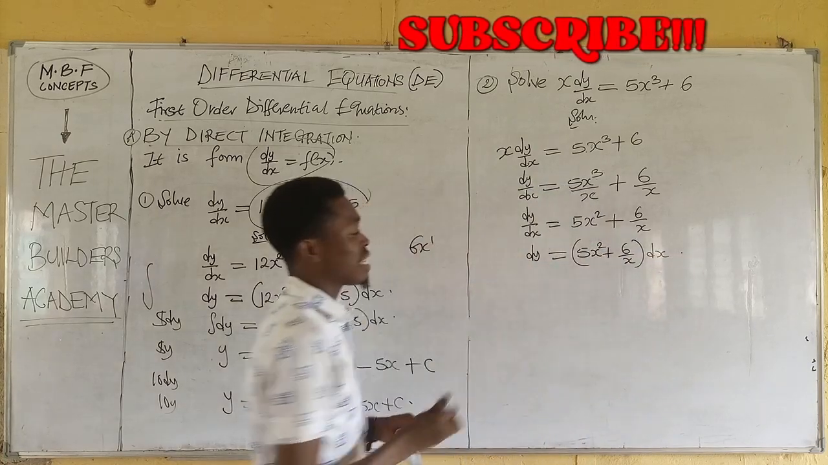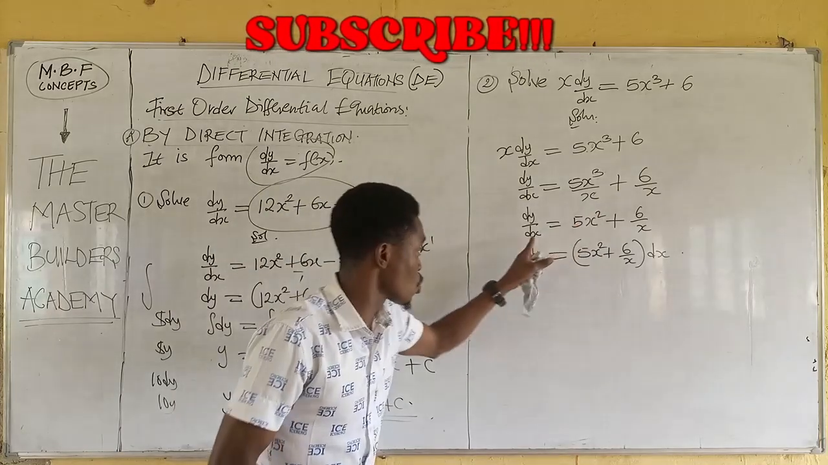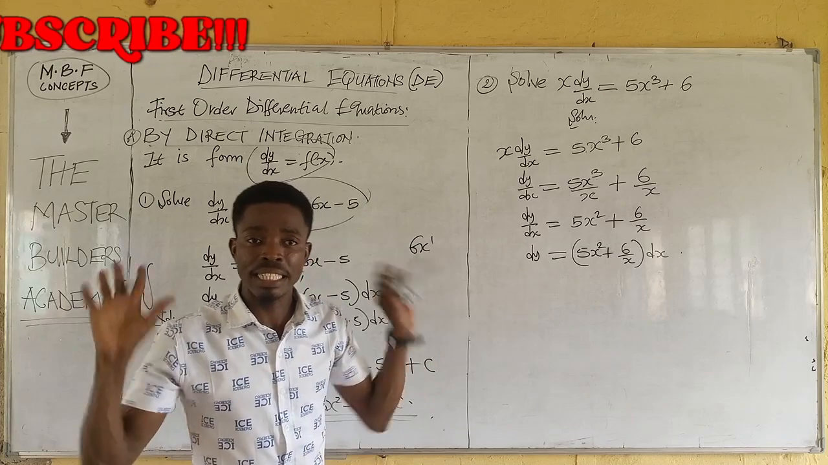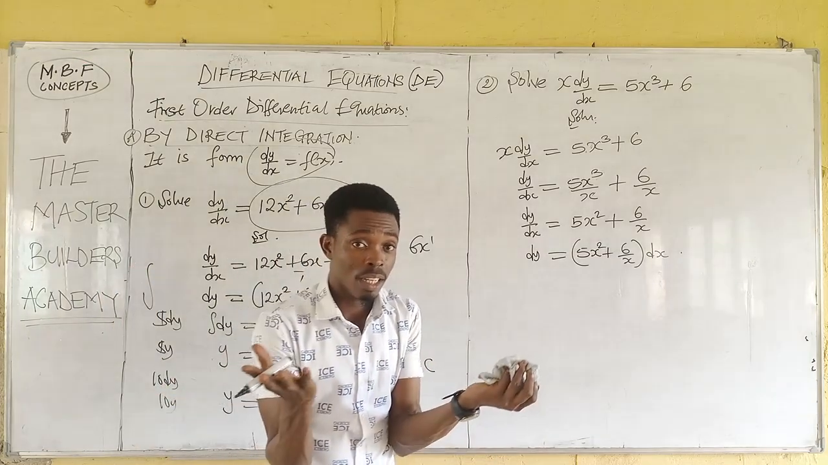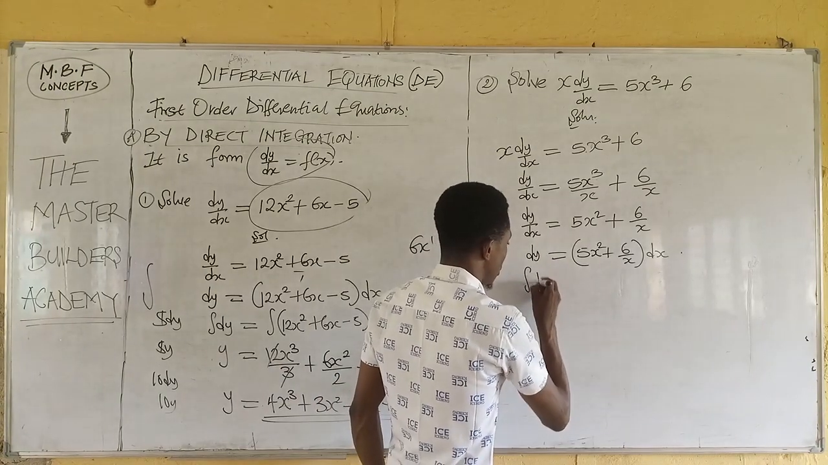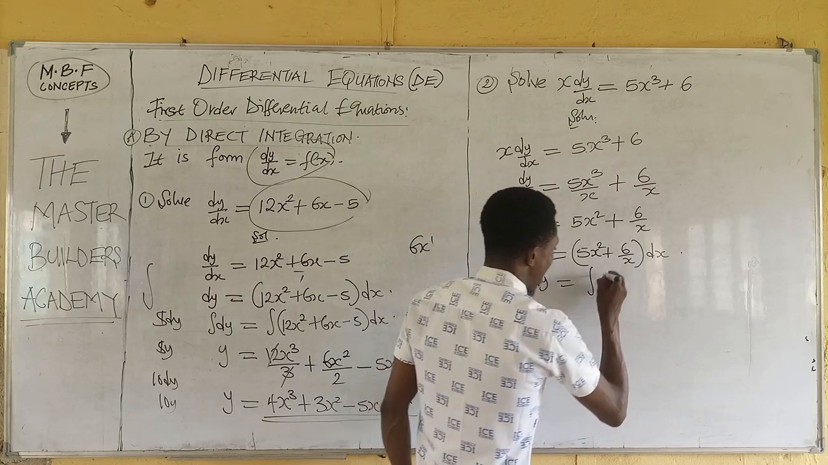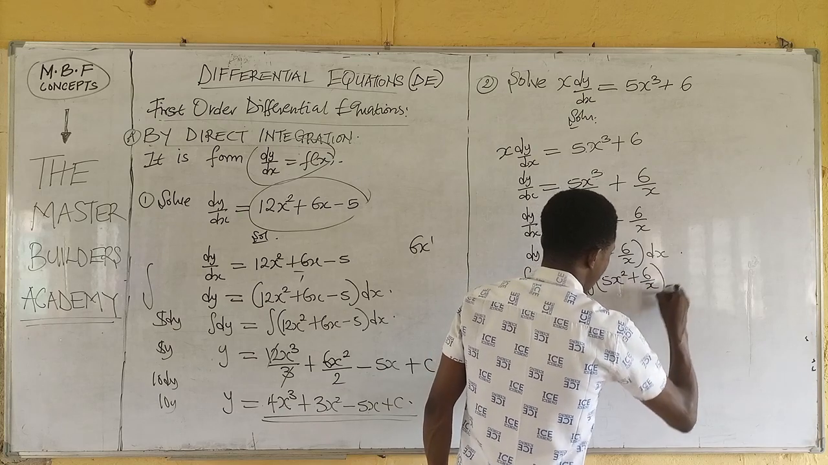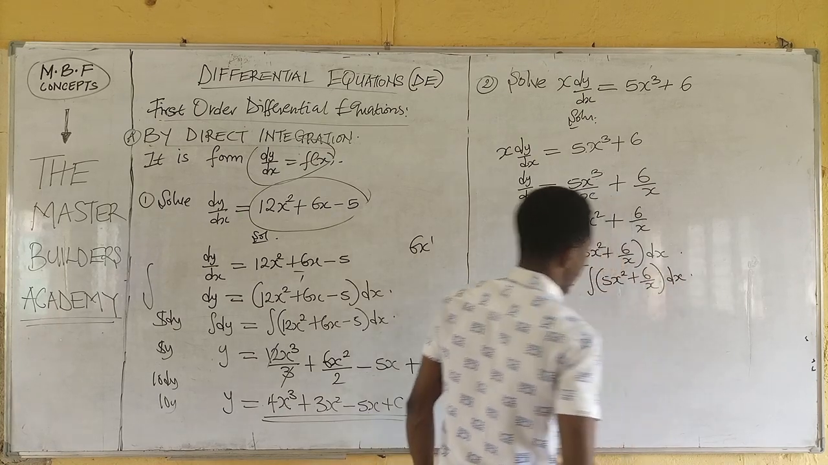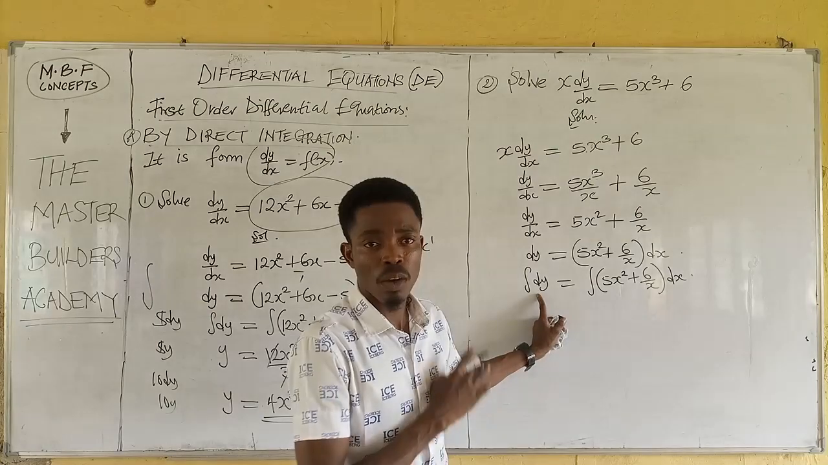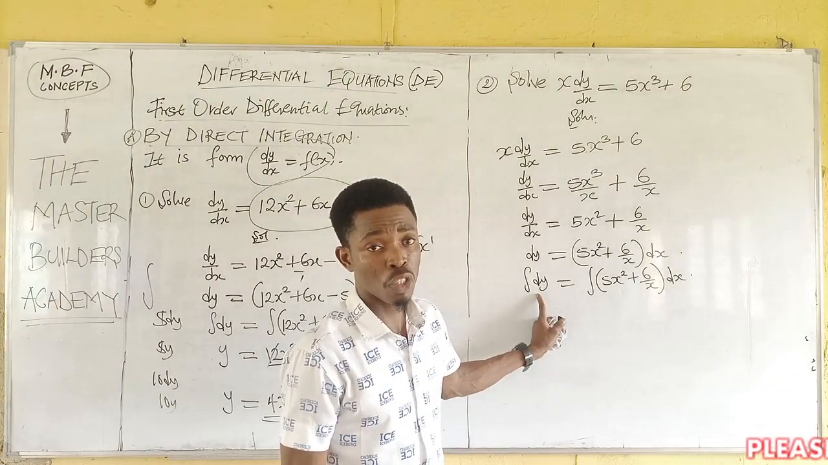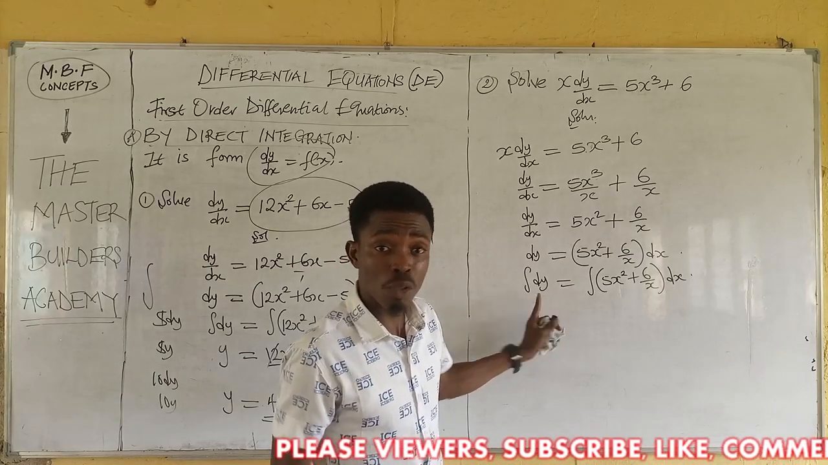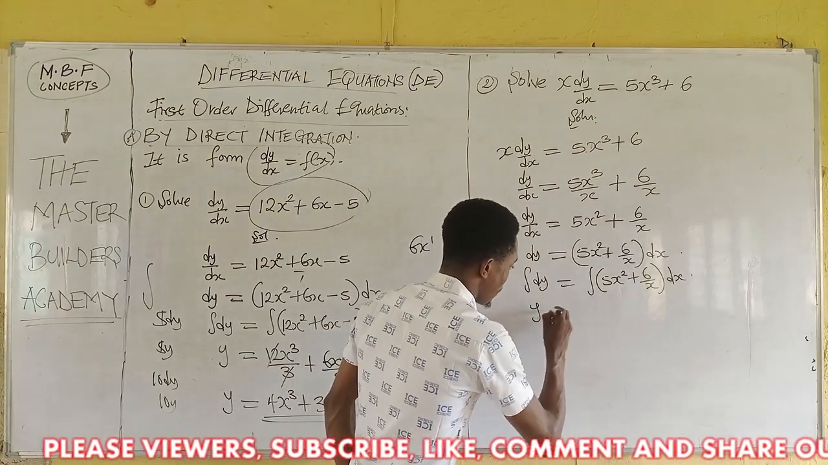We just separate x from y by cross multiplication, so this will come and multiply all the functions here. Next is to introduce our integral so that we can integrate. Then we introduce the integral: dy is equal to the integral of (5x squared plus 6) over x, all dx. Now guys, when you integrate 1 dy, you are going to have y. So this will give us y.